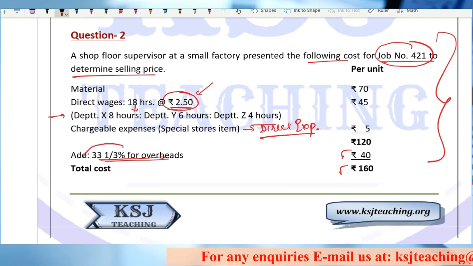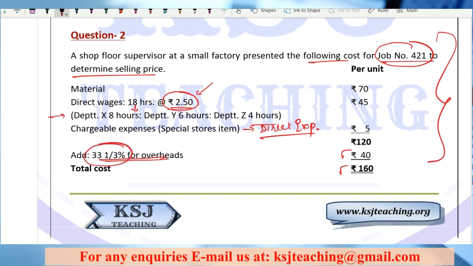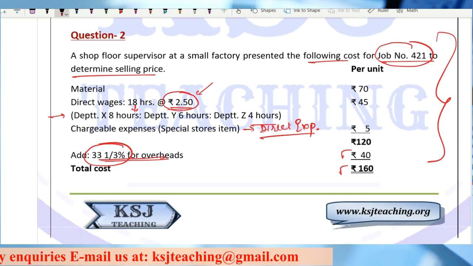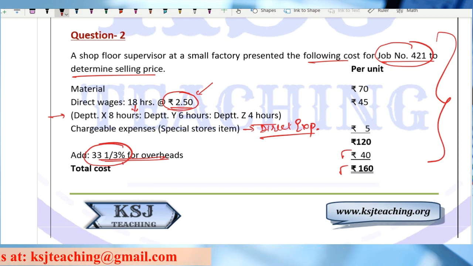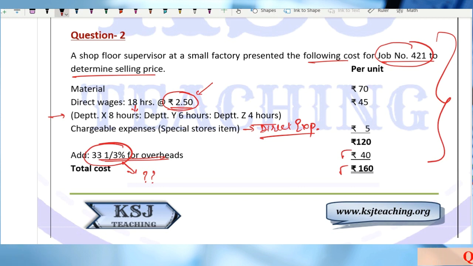Now see, one major discrepancy in this job cost sheet that is provided by the floor supervisor is the overheads part. Sir, how has he calculated 33 1/3%? What is the base for that? Nothing.